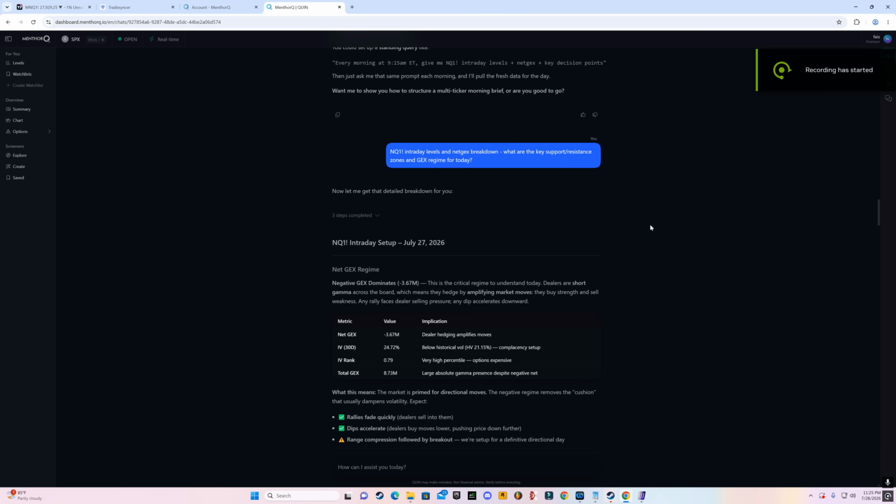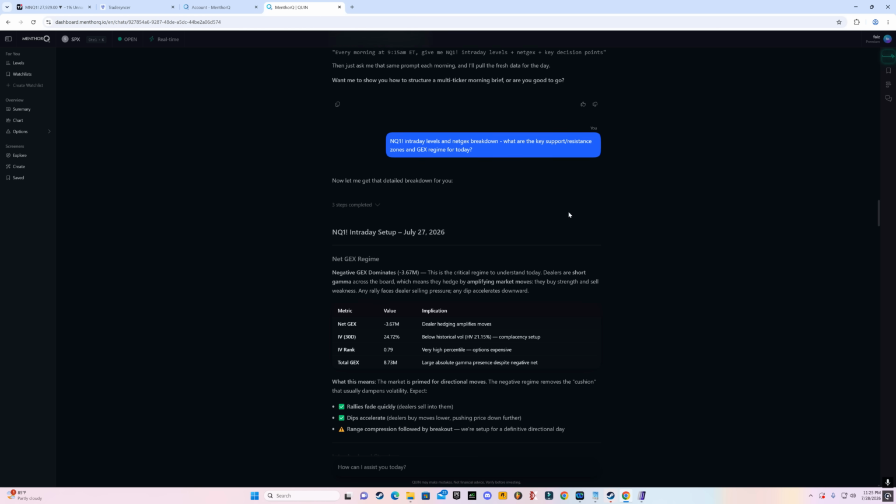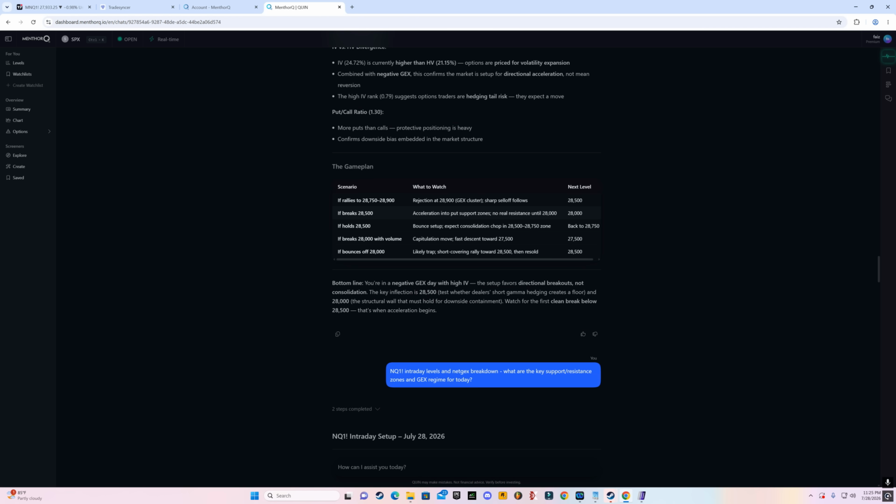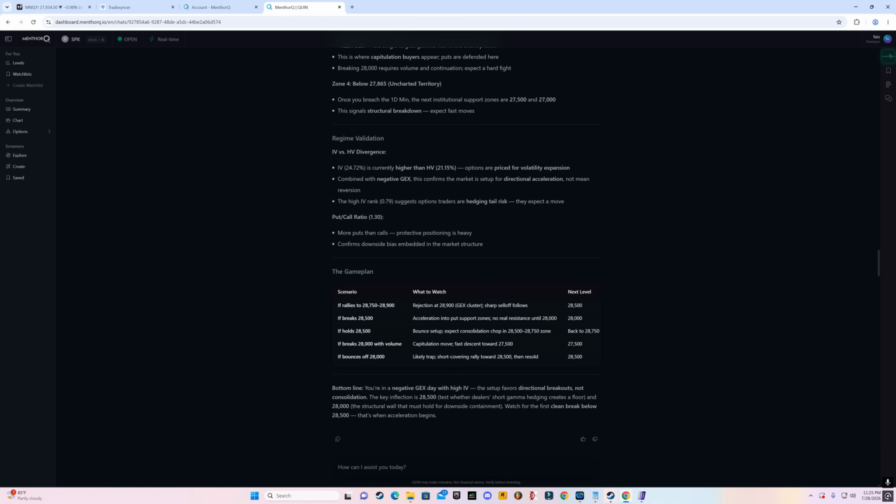All right, guys. So here is an example from Monday, and I took this trade and posted it on my Instagram. On Monday, I asked it, hey, intraday levels and GEX breakdown for NQ. What are the key support and resistance zones? So it pretty much gave me every detail, right? And if I go here, the bottom line, which is the favorite part: you are in a negative GEX day with high IV. The setup favors directional breakouts, not consolidation. So again, it's telling me, hey, only look for breakouts and not failed auction setups.